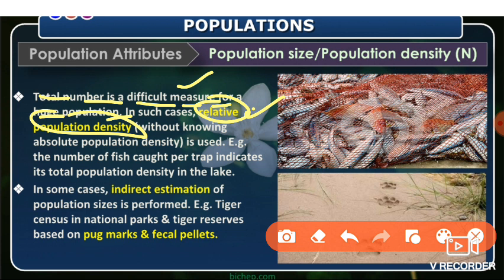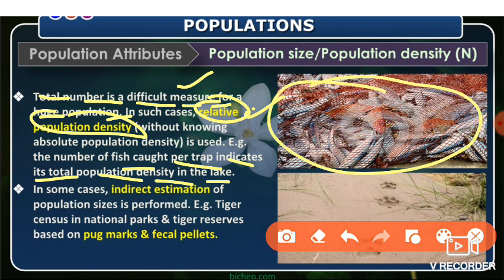Okay, for example, the number of fishes caught per trap indicates the total population density in the lake. Whatever fishes are caught here, we will calculate per trap, how many fishes there are in a single trap, and that will indicate the total number of fishes in that particular lake. We will take the ratio, and multiply it, per trap we will multiply it.